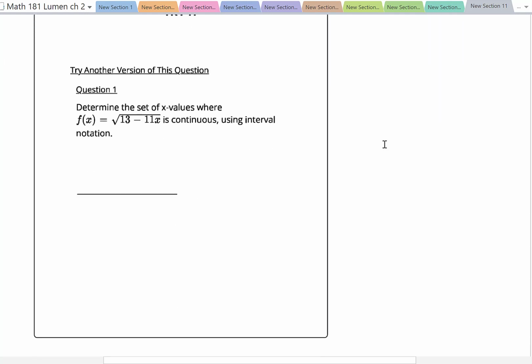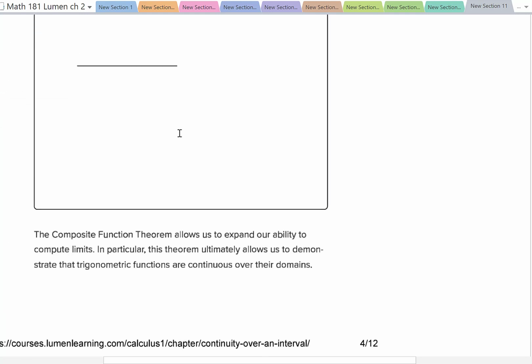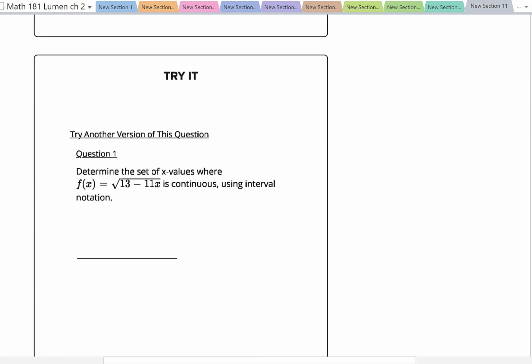Same thing here. Determine the set of x values where the square root of 13 minus 11x is continuous using interval notation. So I think we're going to have a set of check marks down here. No, we don't. Okay, so we have 13 minus 11x needs to be greater than or equal to 0. Stuff under the radical has to be greater than or equal to 0 because that's an even index.